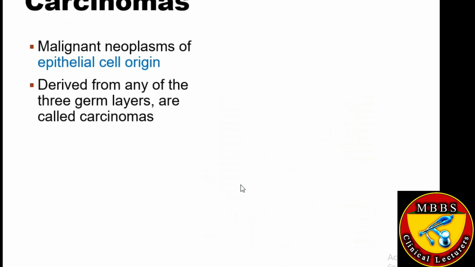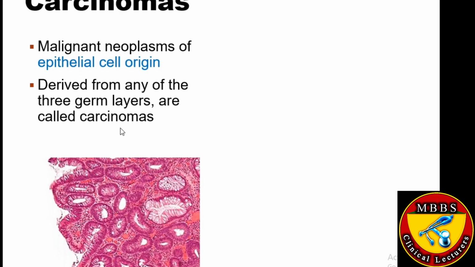Carcinomas, I've already explained to you, are malignant neoplasms arising from the epithelial cells. And they are derived from any of the three germ layers: ectoderm, endoderm, and mesoderm. So once again, if you remember from the previous slide, this is a picture of an adenoma because it has a glandular component.